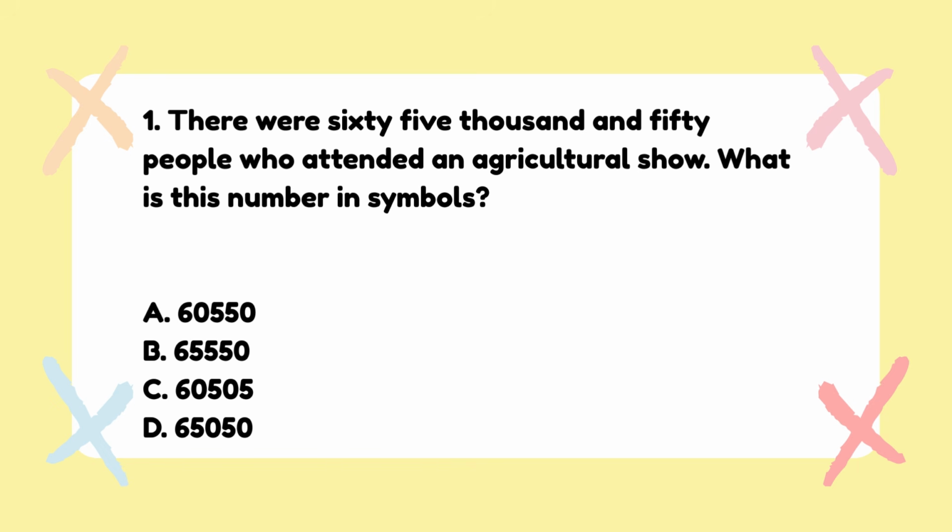1. There were 65,050 people who attended an agricultural show. What is this number in symbols? A. 60,550. B. 65,550. C. 60,505. D. 65,050.